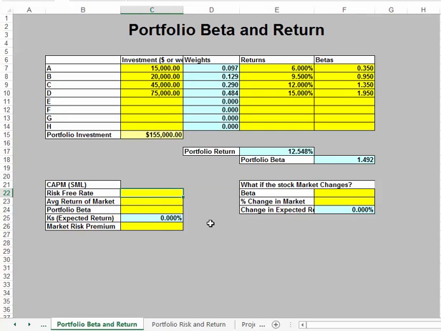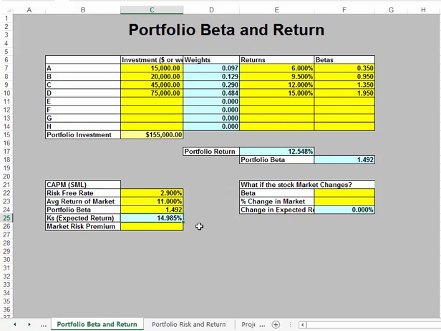Well, over here, the security market line is derived from the capital asset pricing model formula, and we want to plug in some numbers. So currently, the risk-free rate on a 30-year Treasury bond is about 2.9%. Let's use the average rate of return on the stock market. Let's call that 11%. And then we need to plug in here our portfolio beta. Well, in this case, it's up here, 1.492.